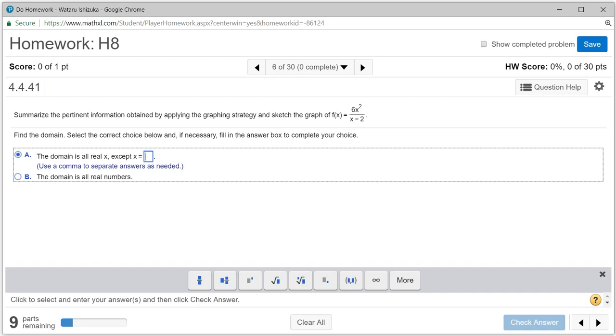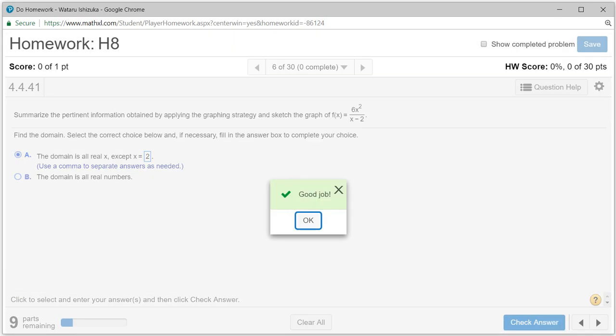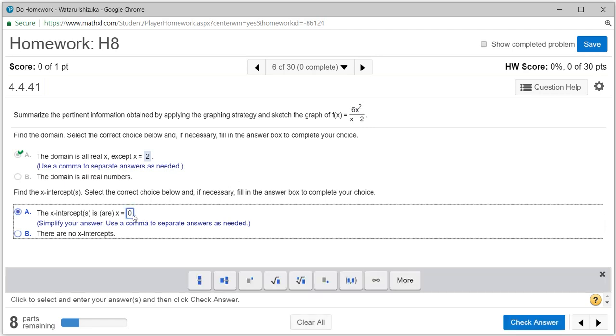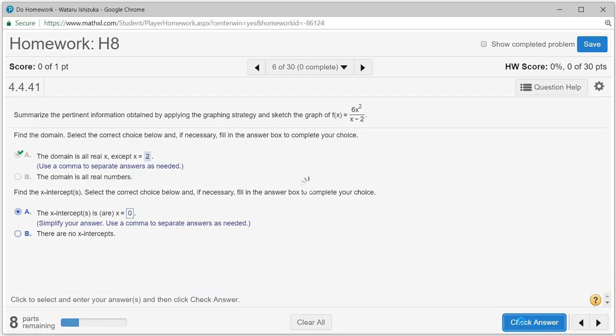Let's plug it in. So 2. Alright, let's check the answer. We got that. Now we want to find the x-intercept, so we want to set this equal to 0. Actually, it's pretty easy, right? We just have to make sure that the numerator is equal to 0. So x equals 0 is the only one. Let's check the answer.